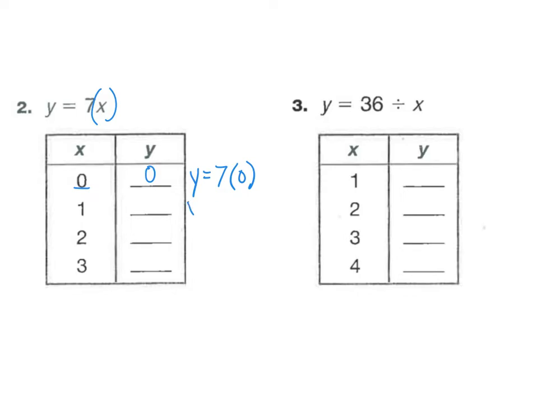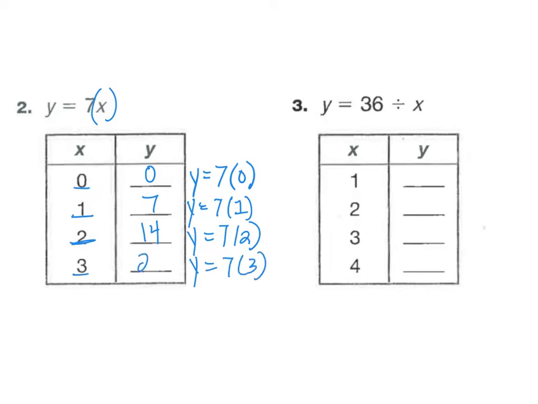Next one we're going to do is Y equals 7 times 1. 7 times 1, I replace the X with 1. 7 times 1 is 7. Same thing, Y equals 7 times 2. 7 times 2, replace the X with 2. 7 times 2 is 14. Y equals 7 times 3, 21.